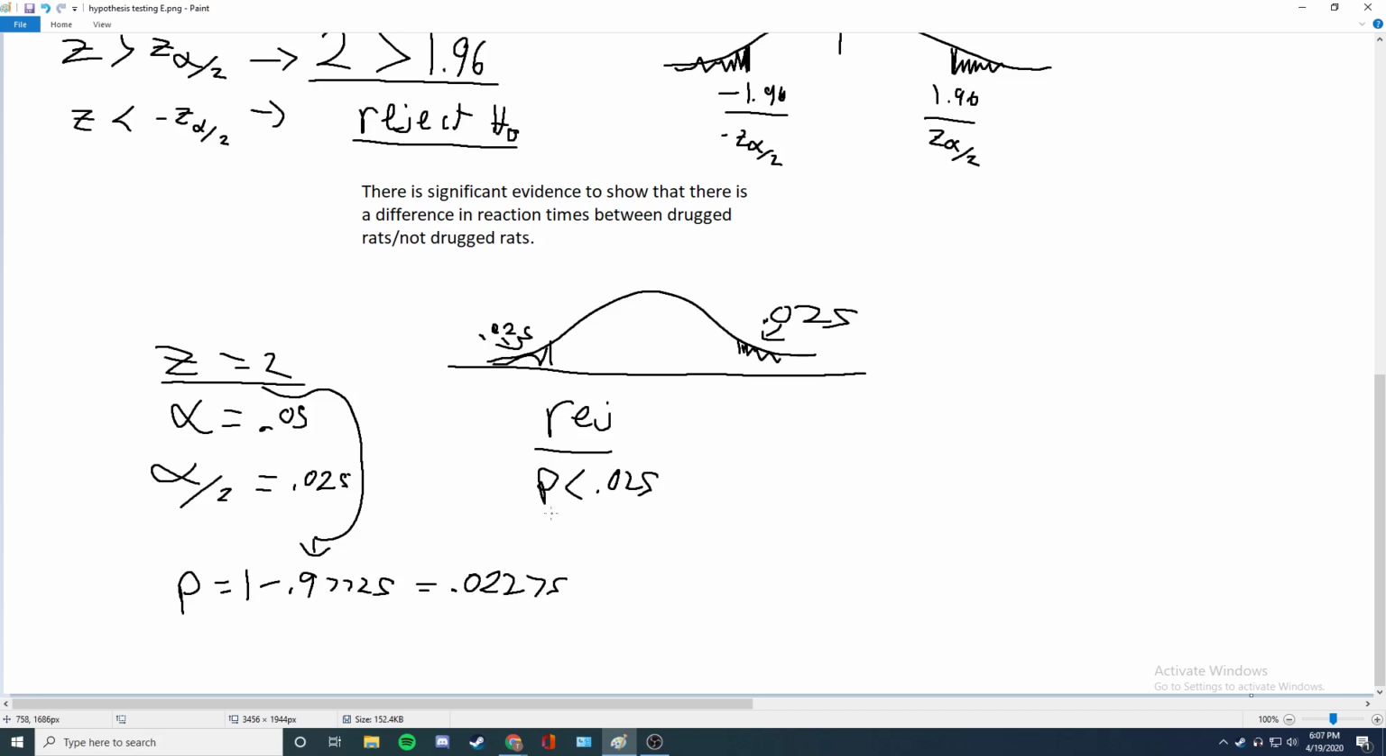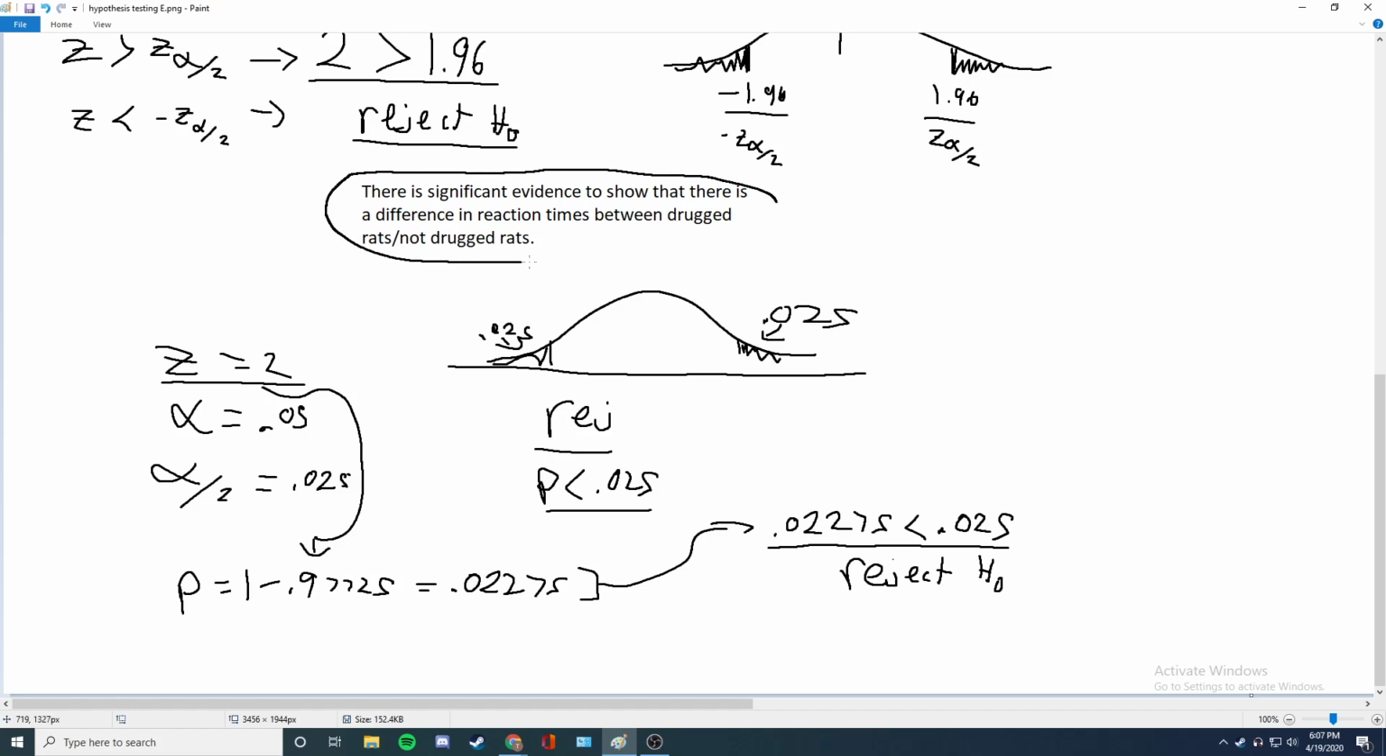And now we'll compare that with our rejection region. So if we take that 0.02275, that needs to be less than 0.025, and this is true. So once again, we'll still reject the null hypothesis. And if you make it to this point with this method, you'll still want to do this kind of explanation after the fact. So that's about it.